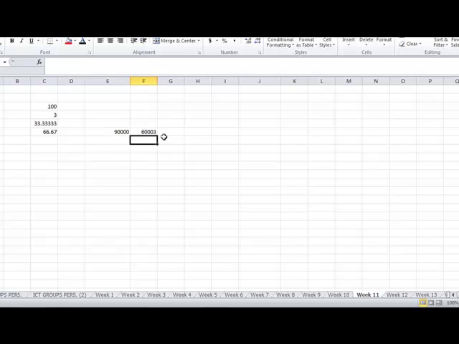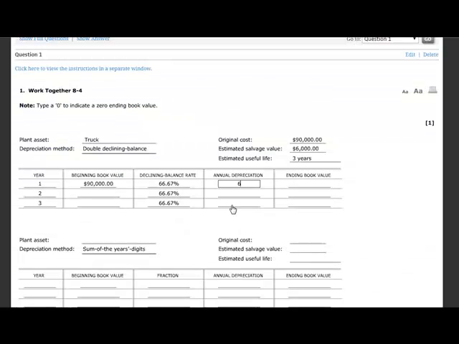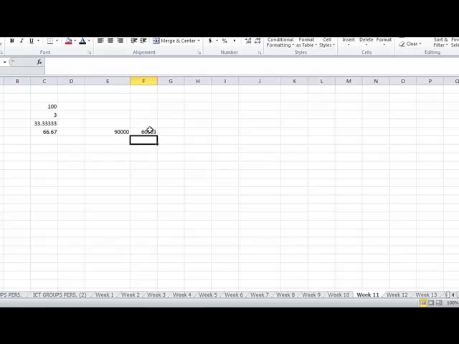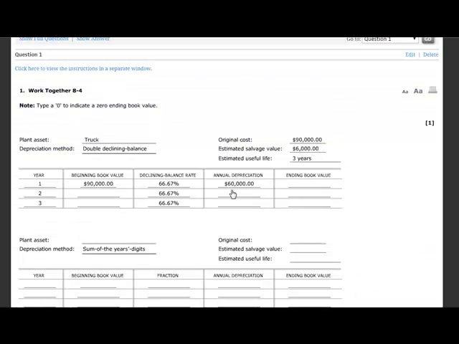0.6667, I'm going to get $60,003. Now, what Aptly is going to want you to do is round this number down to 60. Because this was a repeating decimal, they want you to round this down. So for the working together, you're going to have a repeating decimal. On your own, you will not. So to get our ending book value, our beginning of 90 minus the year 1 annual depreciation of 60 gives us an ending book value of $30,000.